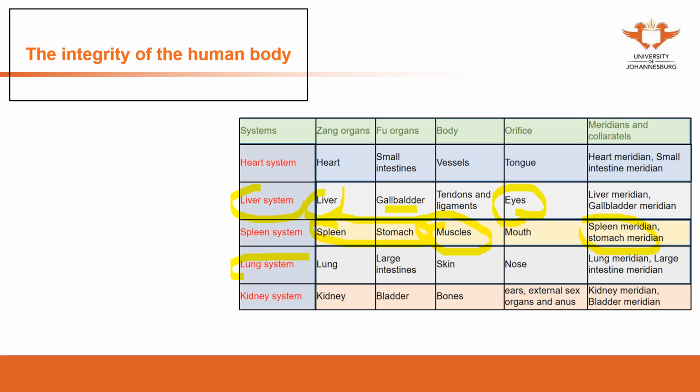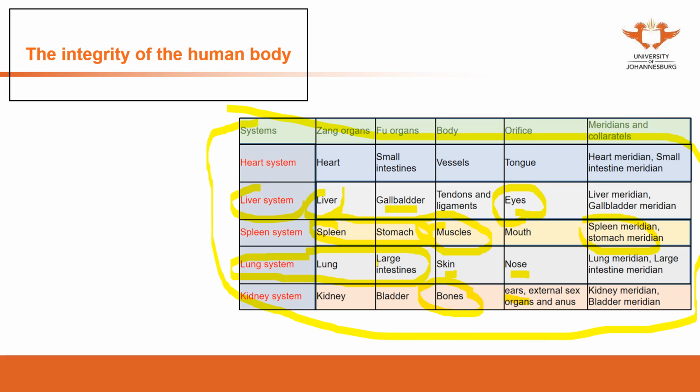The lung system: the lung is related to the large intestine, the skin, the nose, and the meridians. The kidney is related to the bladder, the bones, the ear, the external sex organs, and anus. Kidney meridian and bladder meridian. So when you see the whole system, you will see that it's actually the whole body. We categorize it into these 5 different systems.